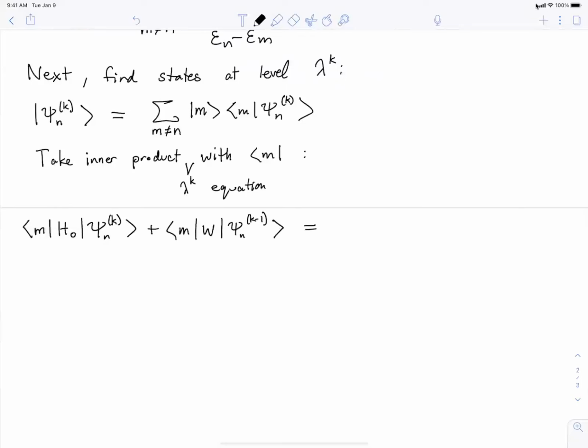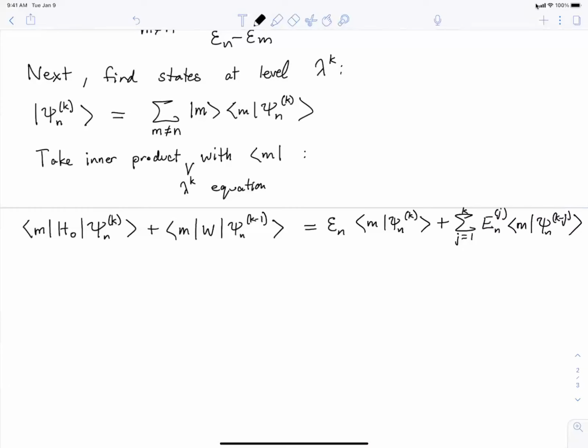Okay, that's supposed to equal curly E_n times ⟨m|psi n^k⟩. And then there's a sum, but not an infinite sum. It's a finite sum from j equals 1 to k of the jth energy correction times the inner product ⟨m|psi n^(k-j)⟩. Okay, so we have to do something with that.